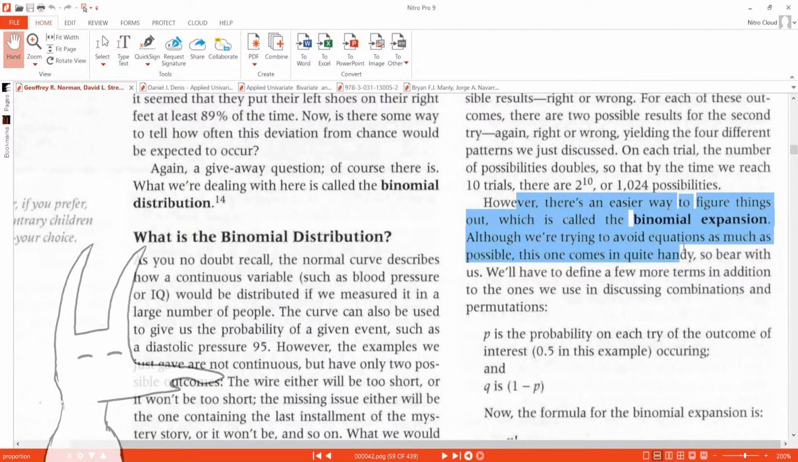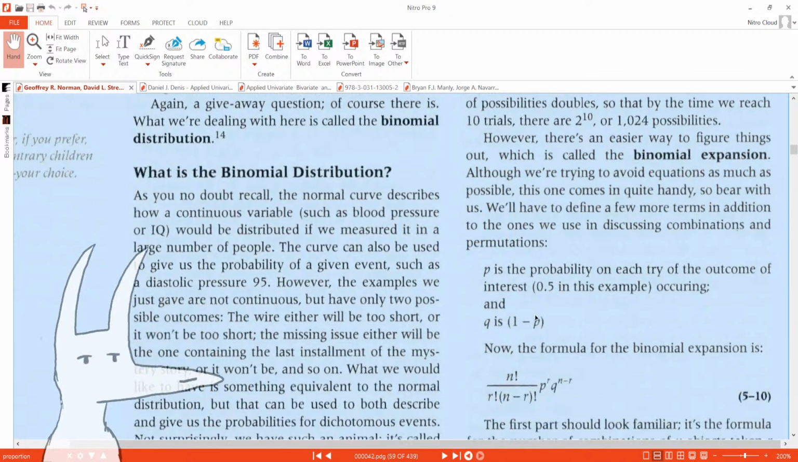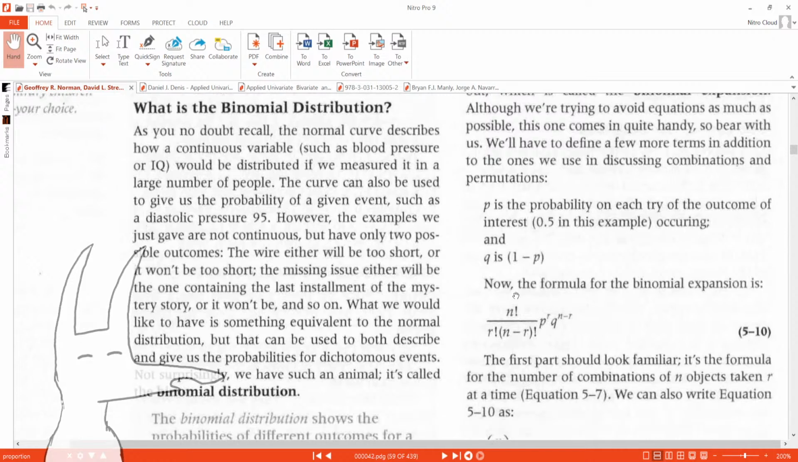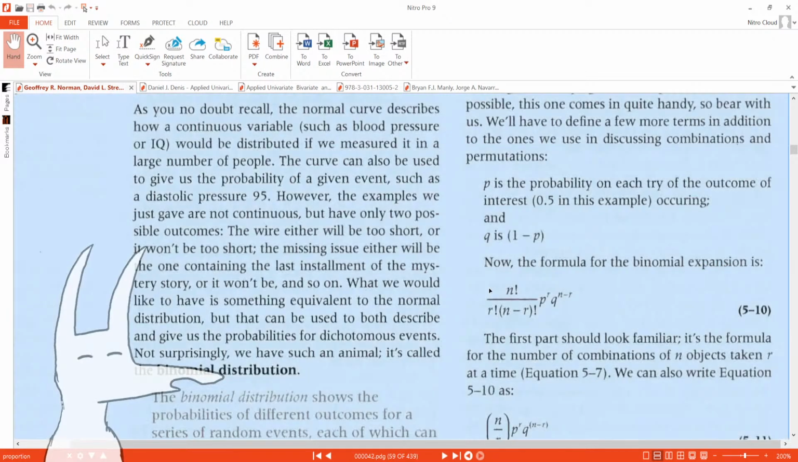Binomial expansion. Though we're trying to avoid equations as much as possible, this one comes in quite handy, so bear with us. We'll have to define a few more terms in addition to the ones we use in discussing combinations and permutations. P is the probability in each try of the outcome of interest occurring, and Q is 1 minus P. Now the formula for the binomial expansion is this.